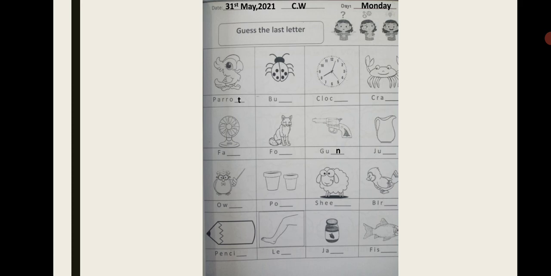Bug. The second picture is bug. So what will you write? Bug. Yes, G. Good, very good. I think you can do it very well.